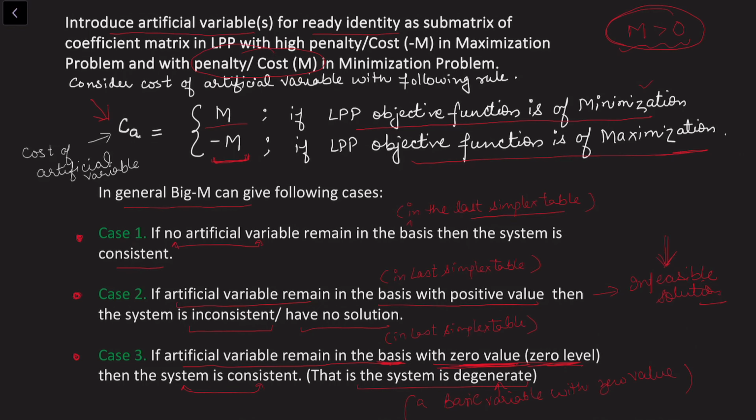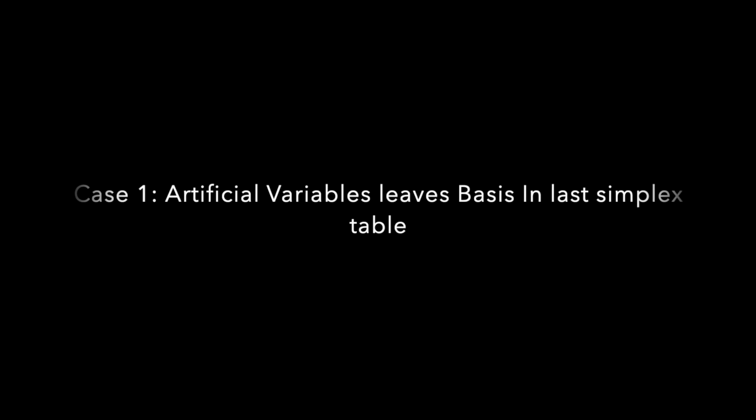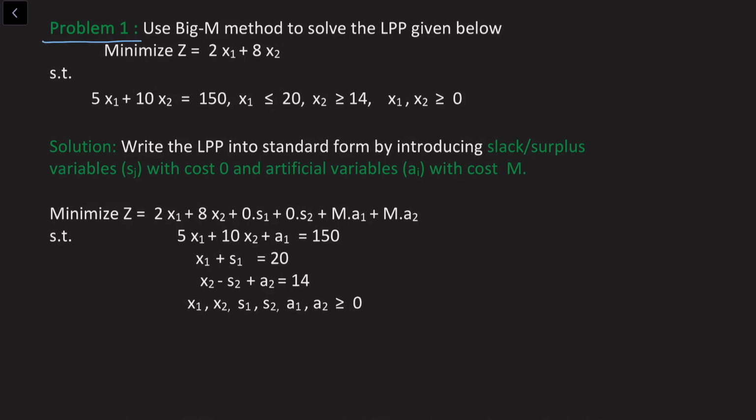Now I'm going to consider one problem for each case for a better understanding. Let us first consider an example for case 1. We want to solve this first problem using the Big M method, and here the objective function is minimization subject to these constraints. The first step is similar to what we applied in the simplex method: write the LPP into standard form by introducing slack and surplus variables with cost 0 and artificial variables Ai with cost M. Since it is minimization, the cost of the artificial variable will be considered as M, which is the penalty cost. So you can see here the objective function is minimize 2x1 plus 8x2 plus 0 times s1 plus 0 times s2. These are slack variables, and we require two artificial variables.